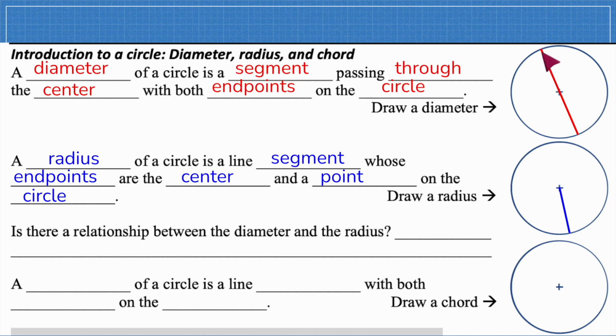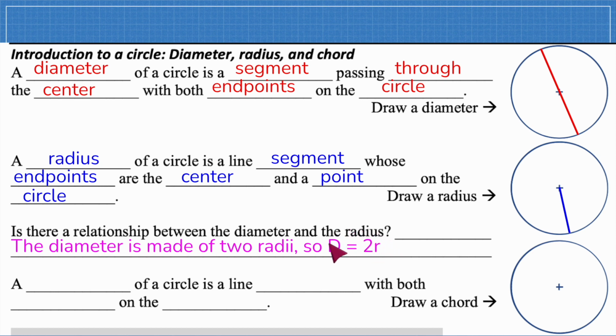Is there a relationship between the diameter and the radius? The diameter goes from side to side through the center, and the radius goes from the center to the side. If I go from the center to the side, that's one radius. If I go from the center to the other side, that's another radius. So the diameter is made of 2 radii. D equals 2R, so diameter equals 2 times radius.